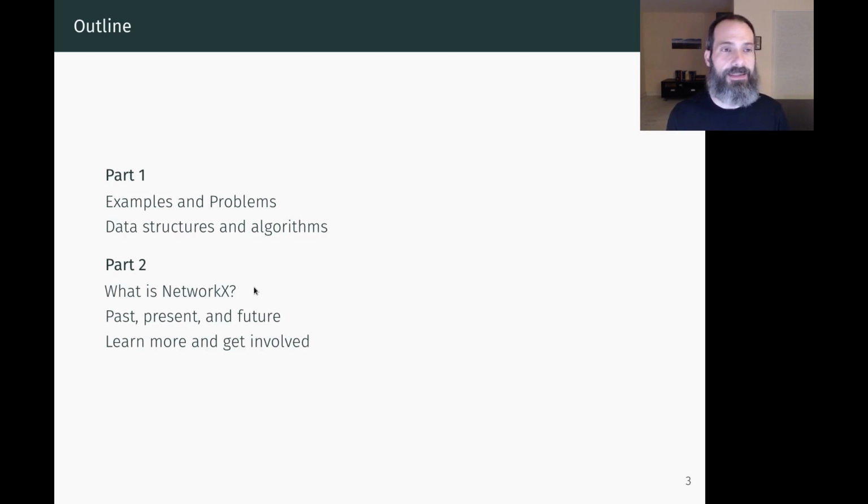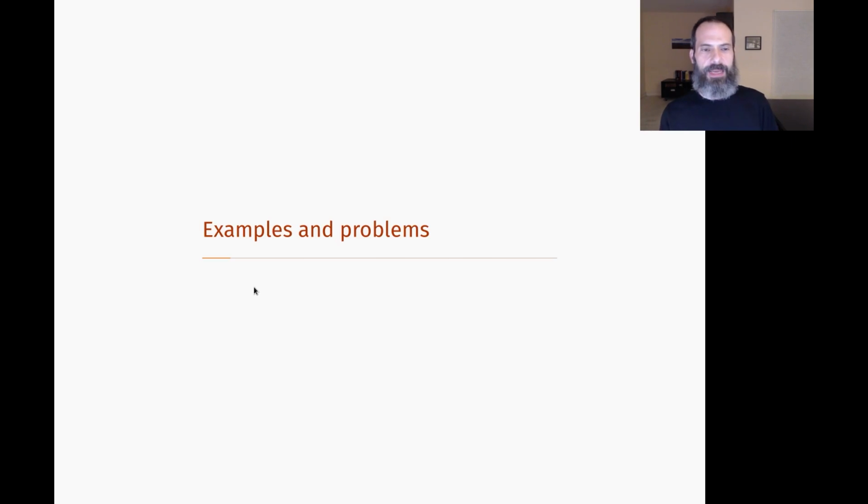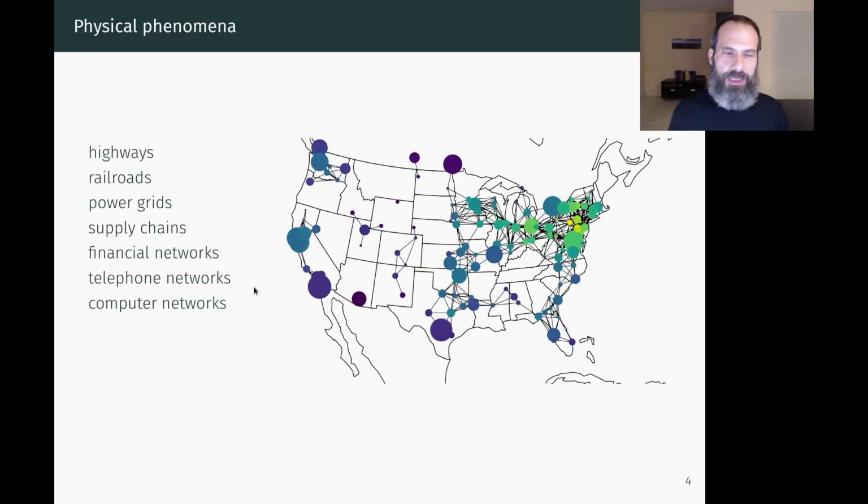So for examples and problems, there are many, many examples of physical phenomena that benefit from network analysis. So for example, there's networks of highways, railroads, power grids, supply chains, financial networks, telephone networks, computer networks. And here we've got a picture for an example of a physical network overlaid on top of a map of parts of North America. These are cities and locations where they occur on the map.